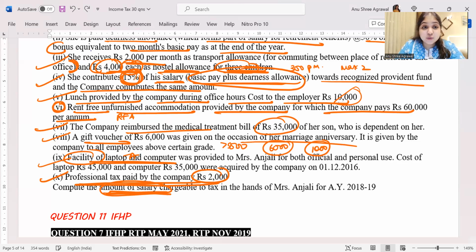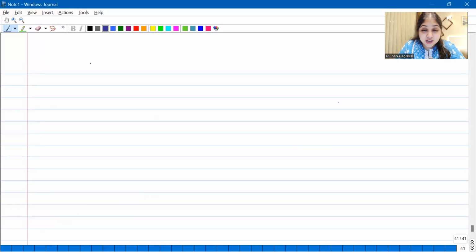So make sure you somehow get done in your November paper, so that you don't have to go through that nuisance once again. Understood? Let that be one added motivation for you. Listen now. Anyway, coming back to rent-free accommodation, the first thing that you check is whether my employee is a government employee or a non-government employee. He's a non-government employee.